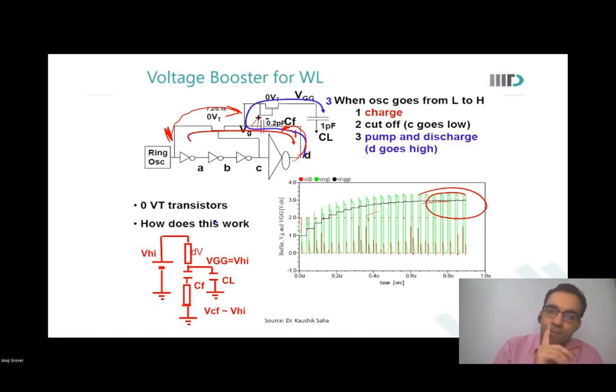So what is happening is, I say that there is this VGG. So this is the equivalent circuit there. There is a capacitor CS, this one, and this capacitor shares the load or pumps the charge onto the load capacitor, which is much larger. And overall, the timing improves.